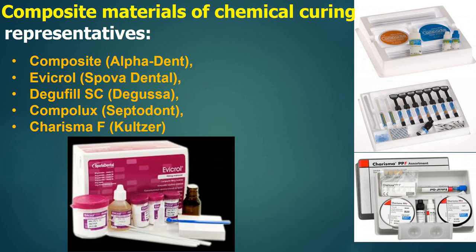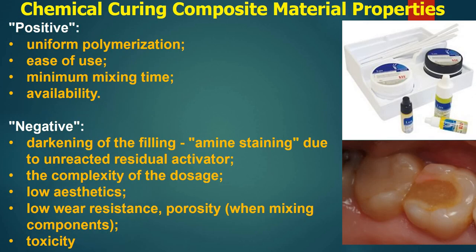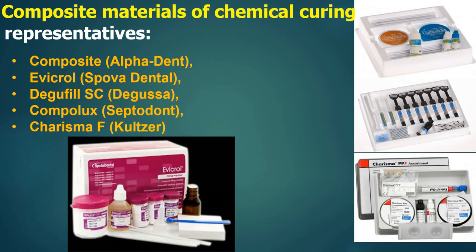Composite materials of chemical curing. Representatives: composite from Foam Alpha Dent, Avicrol from Spofa Dent, Degufil SK from Degussa, Compolux from Septodont, and Charisma F from Kulzer.